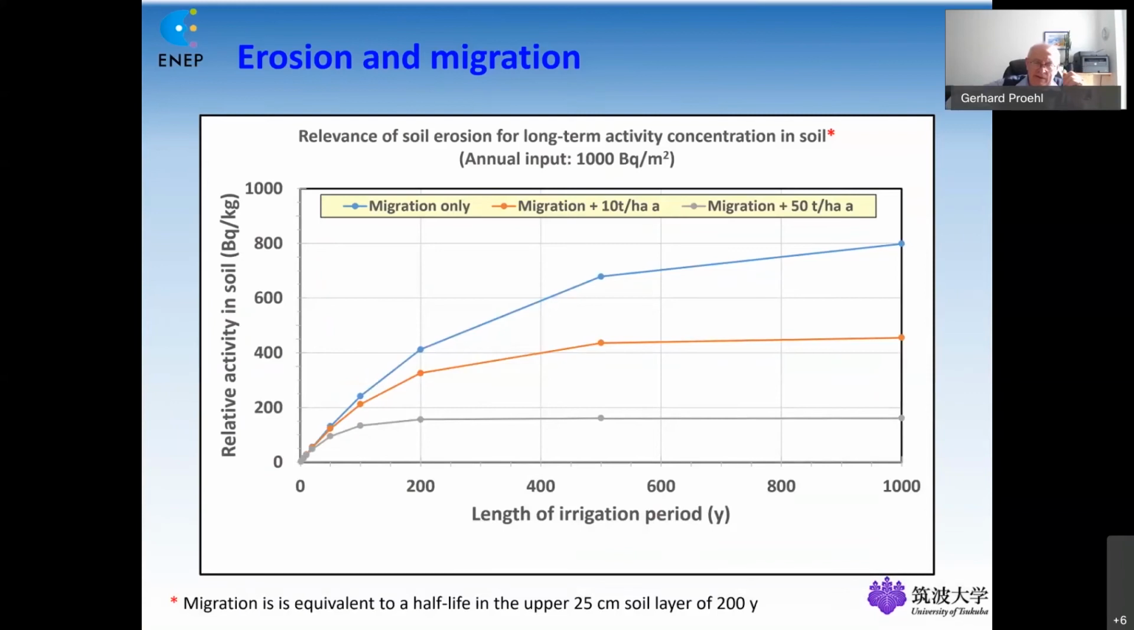And here's a comparison illustrating the relevance of erosion. This is the relevance of erosion for long-term activity concentration in soil. The blue curve is the activity in the soil for an irrigation period of 1,000 years. And the other, the brown and the gray curve, include on top of that some erosion of 10 tons per hectare or 50 tons per hectare. This is only an example. It has to be taken into account when you look at the site to consider.